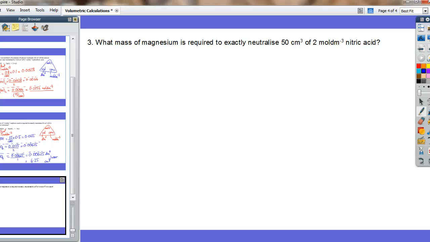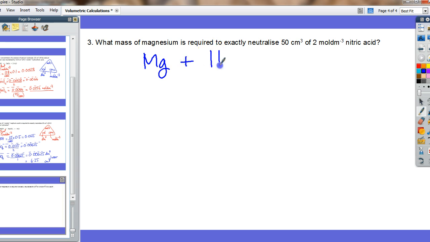Okay, so this is the second of two volumetric or titration videos, and it follows directly on from the ones we were doing just before, where we were looking at reacting two solutions together. This question here is slightly different. You're reacting a solid, magnesium, with a solution, which is nitric acid.